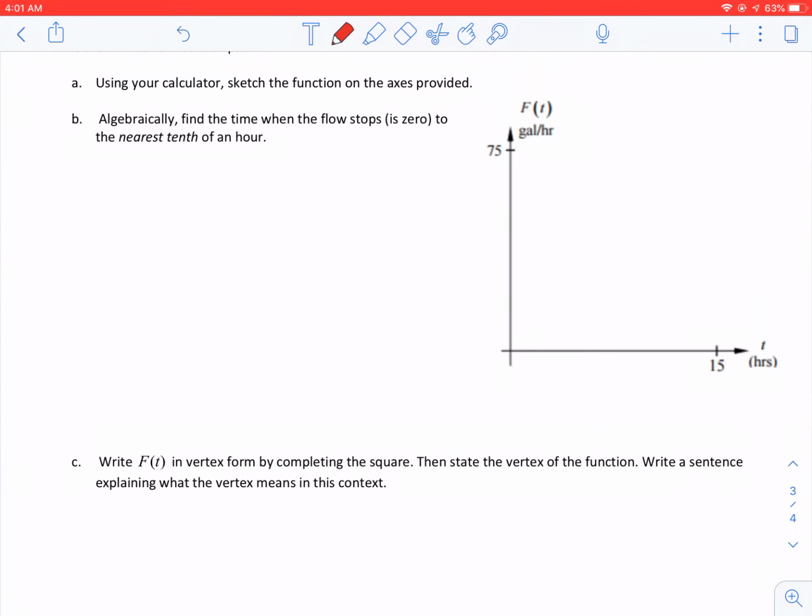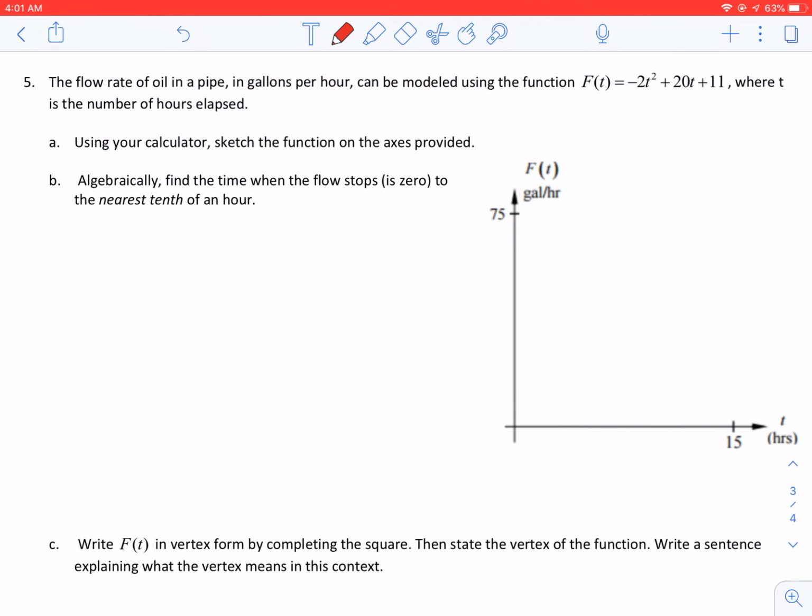So this last one, I just want to review using a graphing calculator again. So using your calculator, sketch the function on the axes provided. So just a sketch. You might need to zoom out or extend your window.